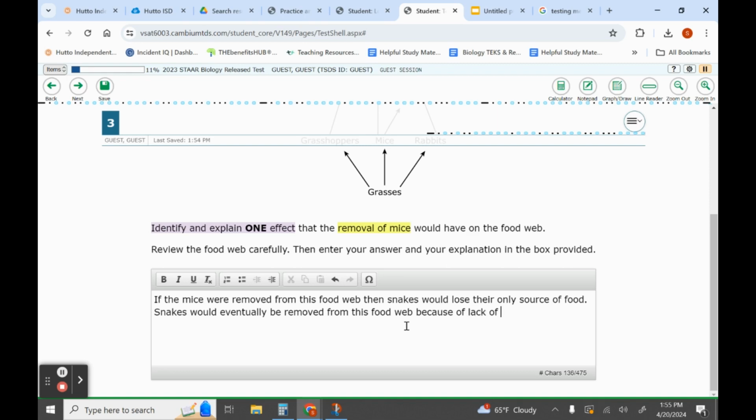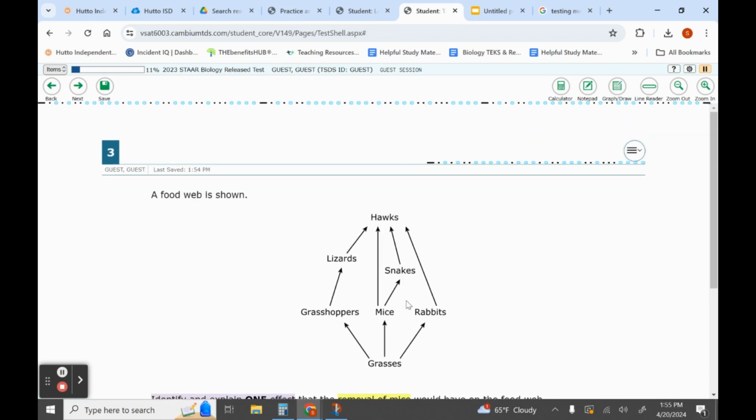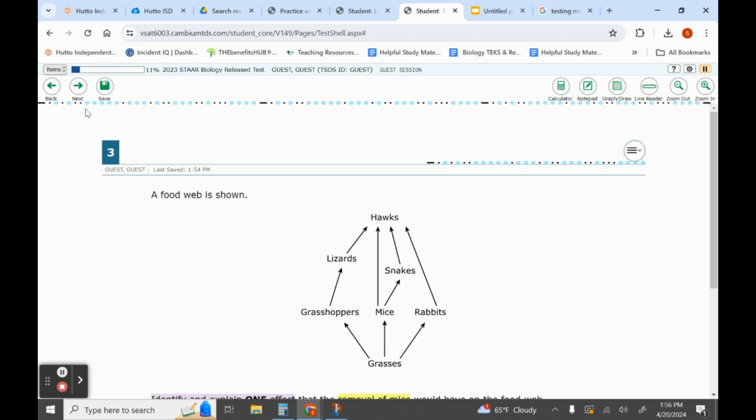of the lack of food. Because based on this food web, it only shows me that snakes eat the mice. And that's it. That's how we solve that question. Now, you can also do bullet points. But for me, I feel like the easiest way to do it is always kind of reword part of the question in your response and then add in your answer. So that's done.